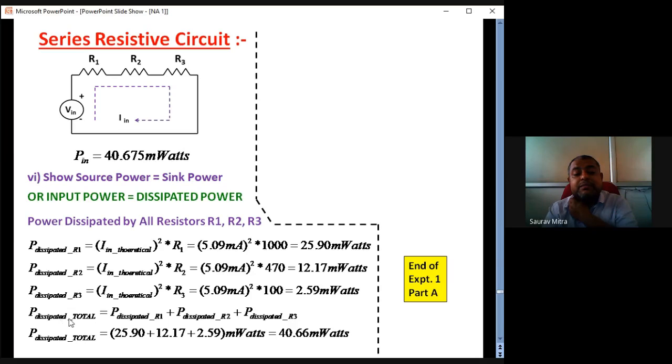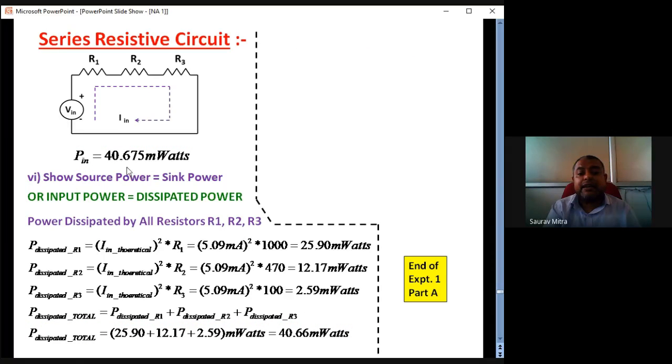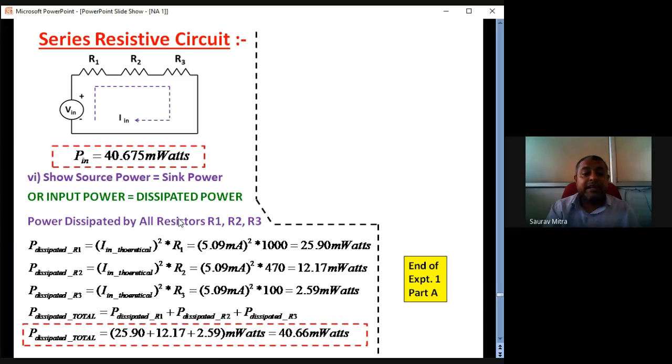What is the total dissipated power in the circuit? That's equal to PR1 plus PR2 plus PR3. Total, if you are doing it, is coming to be 40.66 milliwatt. And the other thing, this P in, was 40.675. So first, in the previous slide, we calculated the input power, V in into I in. Then in the next slide, what we are finding is how much is the total dissipated power, that is PR1, PR2 and PR3. That comes to a total of 40.66, and we will check this in the lab.